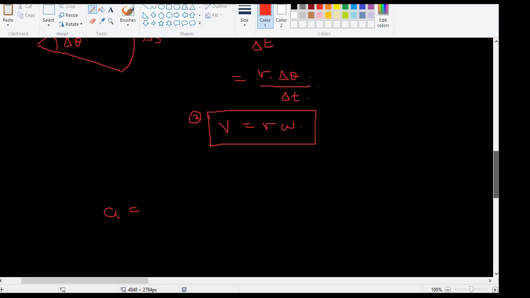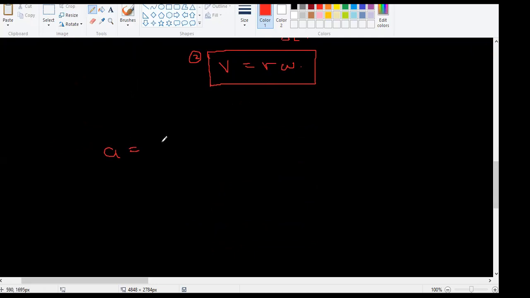So just now, a = v squared by r. More accurately, you can call this a_c, centripetal acceleration. Some books will call it radial acceleration because it is in the radial direction. Centripetal acceleration is correct, and radial acceleration is also correct. Sometimes it's better to study both names so that you don't get confused later on.